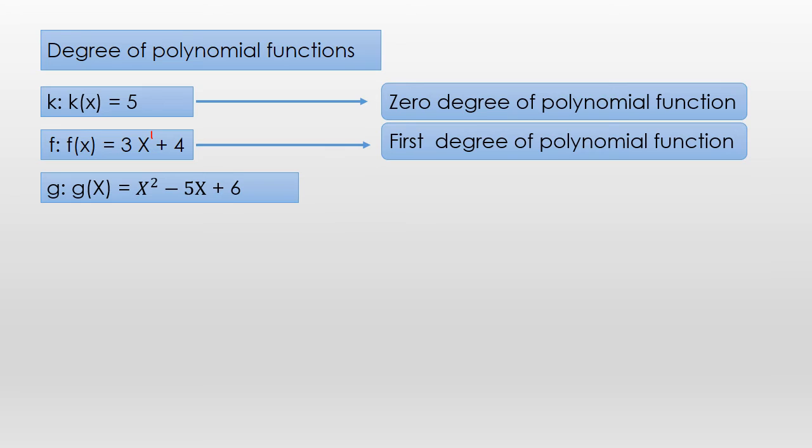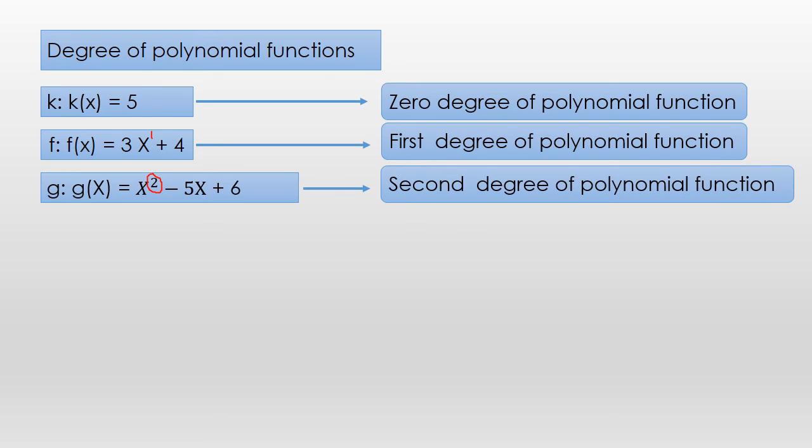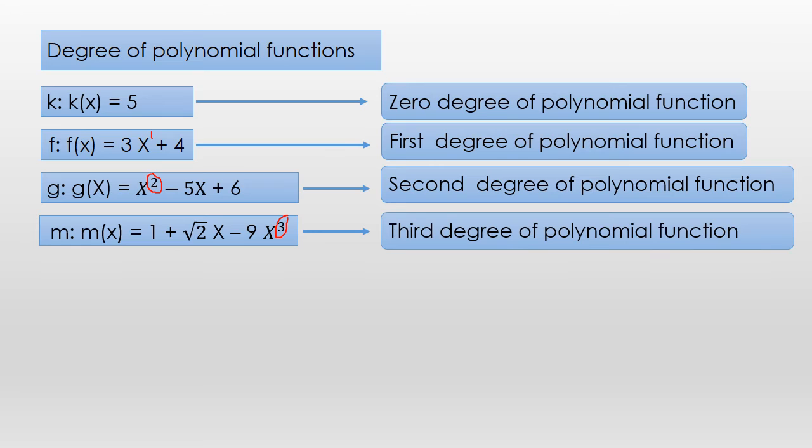G of x equals x to the power 2 minus 5x plus 6. We find that the highest power is 2, so it is a second degree polynomial function. The last one equals 1 plus root 2 x minus 9x to the power 3. So our degree is 3, the highest power, so it is a third degree polynomial function, and so on, with the degree increasing: maybe fourth, fifth, sixth, and so on.